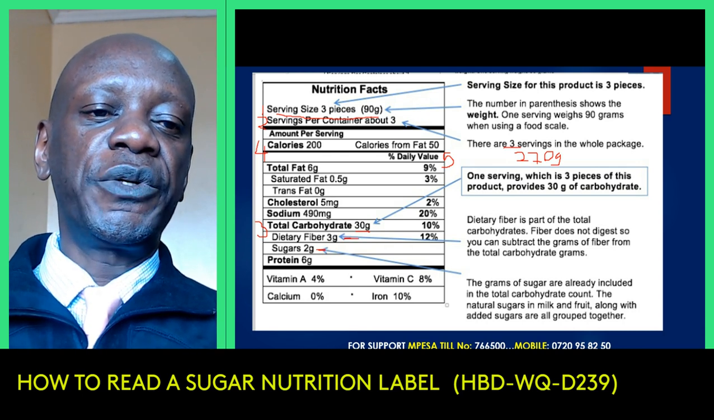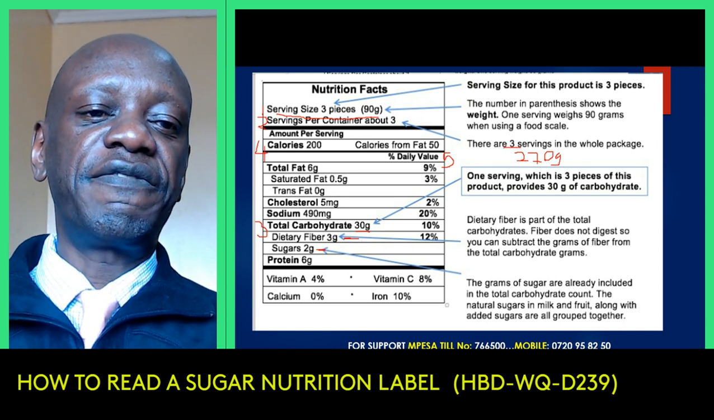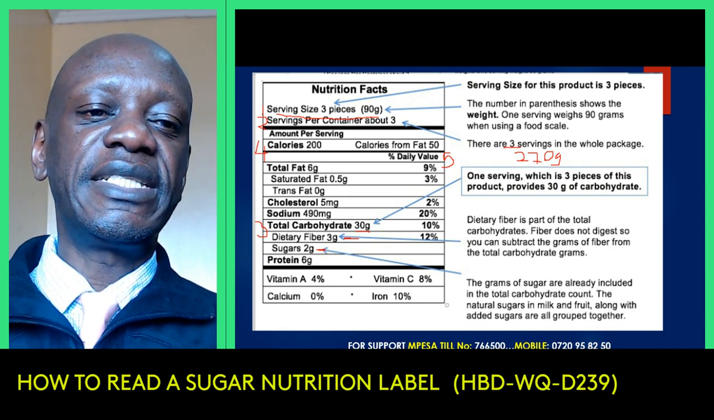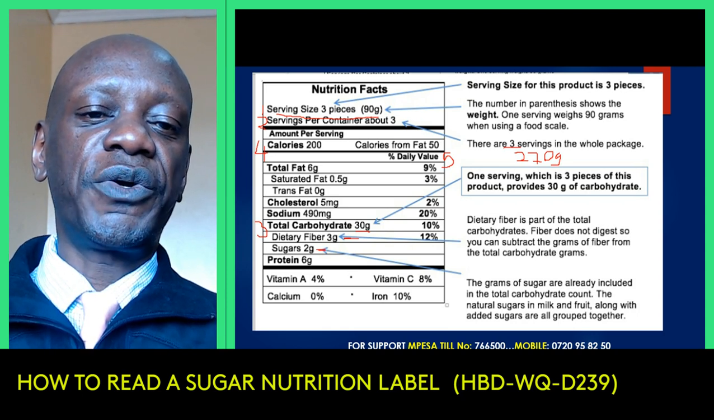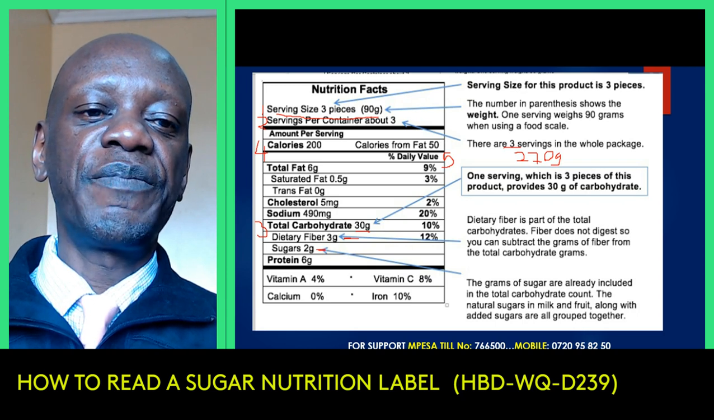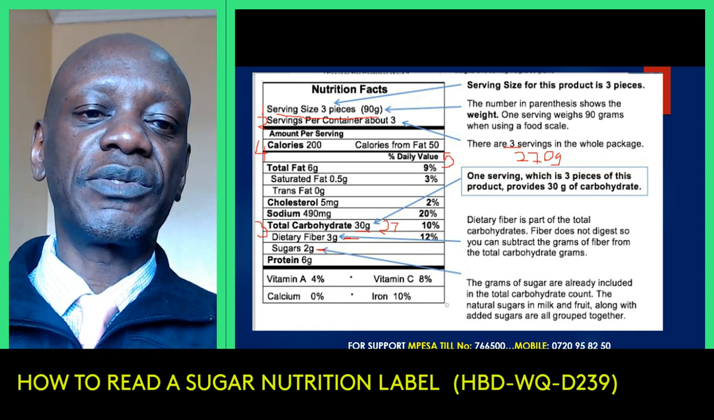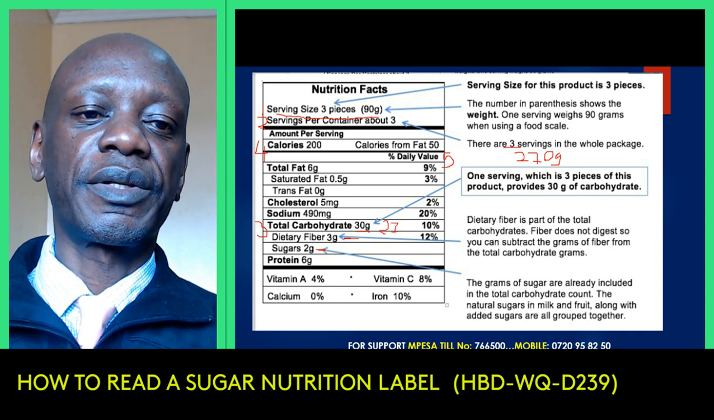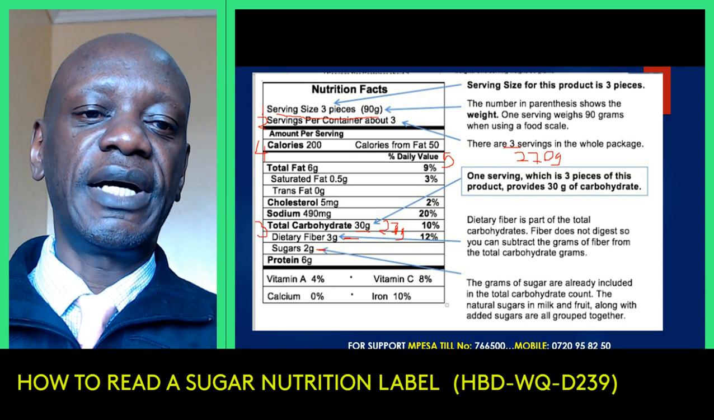Because we are looking at the carbohydrate which increases the blood sugar, fiber is normally not digested and it doesn't increase your blood sugar. So because I want to know the amount of sugar in this product or carbohydrate, I will subtract 3 from 30. That gives me 27 grams of carbohydrate. So remember, now in these 27 grams you have the starch as well as the 2 grams of sugar.